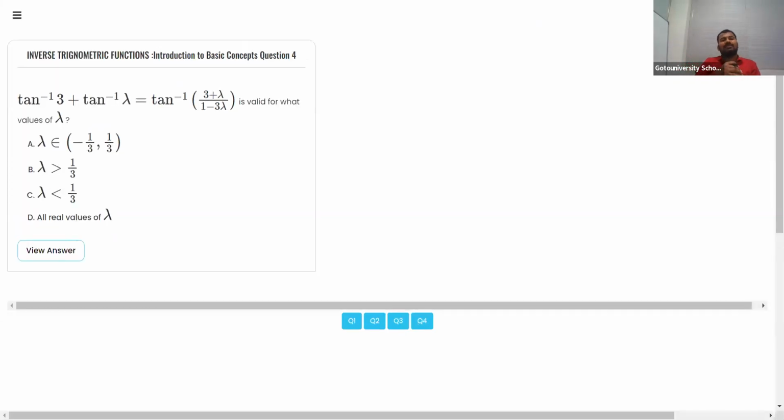The question is: tan inverse 3 plus tan inverse pi equals tan inverse of (3 plus pi) divided by (1 minus 3 pi), is valid for what? Sorry, it's not pi. Tan inverse 3 plus tan inverse lambda equals tan inverse of (3 plus lambda) divided by (1 minus 3 lambda), is valid for what values of lambda? So you have to find out the value of lambda.